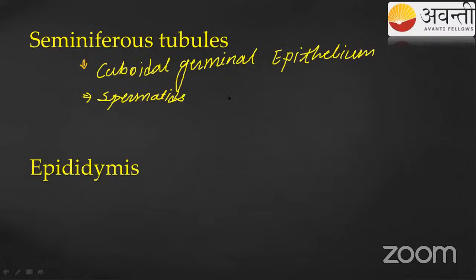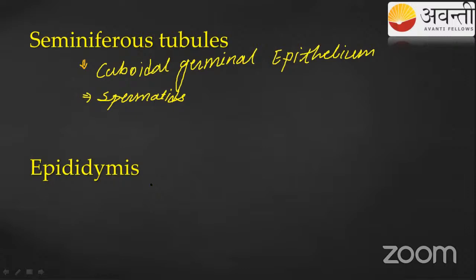Next, it has Sertoli cells, and the Sertoli cell is important to provide nutrition to the sperm. Again, the Sertoli cell is important for the secretion of ABP and inhibin. We already discussed that about the seminiferous tubule.